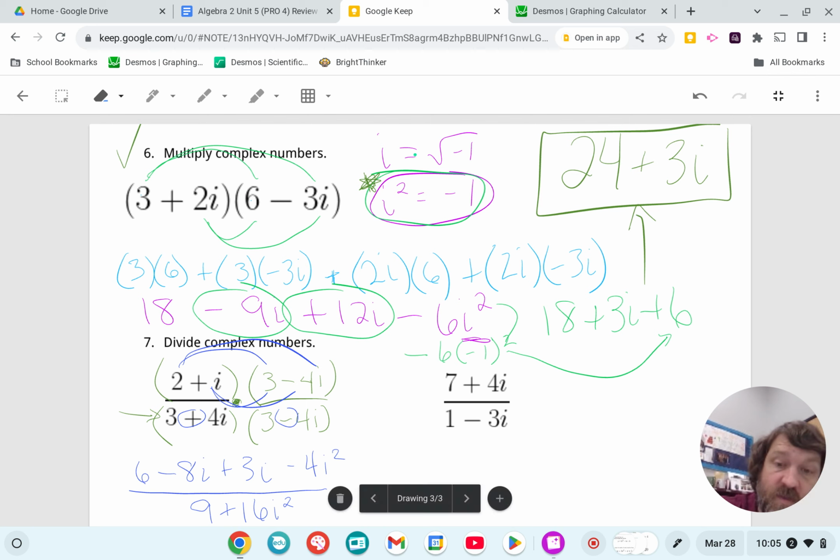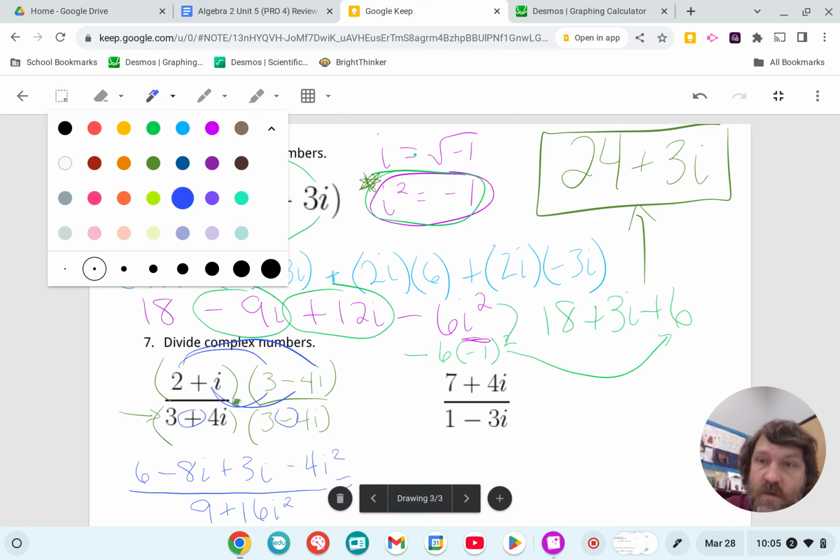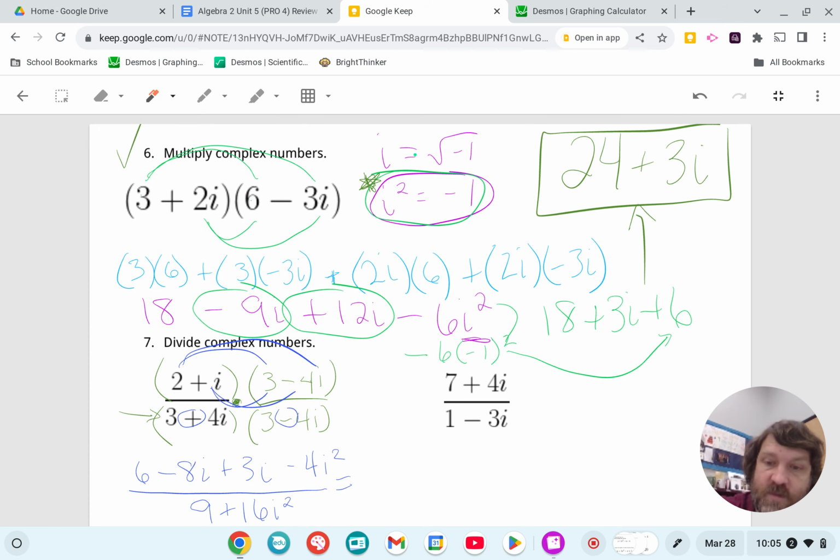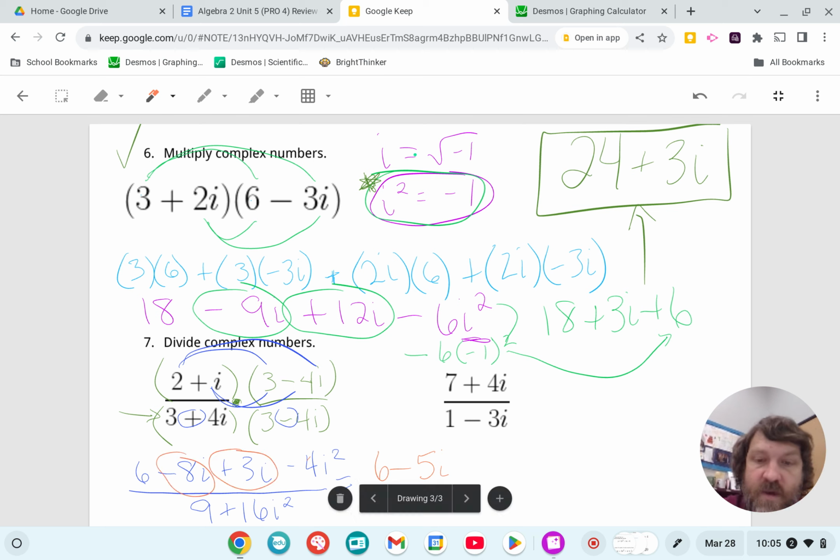Now we have to simplify this. So we're going to work through this to simplify. We're going to go in and add everything that we can. We're going to convert all of our i squareds. So this is going to end up being 6 minus 5i, because negative 8i plus 3i is negative 5i. Negative 4i squared is going to end up being plus 4. I'm using the same logic I used up here.